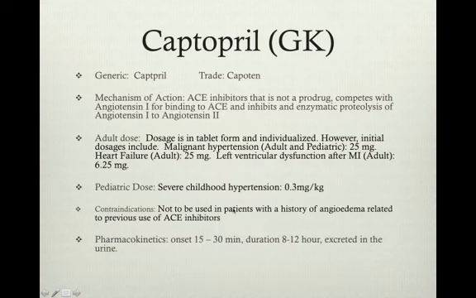Captopril. General knowledge. Generic is captopril, and the trade name is Capoten. Mechanism of action: ACE inhibitor that is not a prodrug, competes with angiotensin I for binding to ACE and inhibits the enzymatic proteolysis of angiotensin I to angiotensin II, thereby reducing long-term blood pressure. We will see a lot of patients on ACE inhibitors, and the medicine is given to them to decrease their blood pressure or to be kidney protective if they are diabetic.